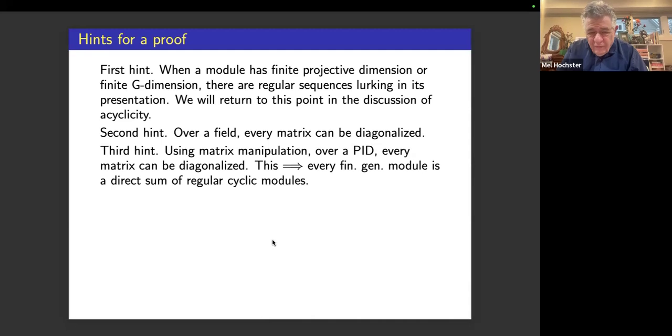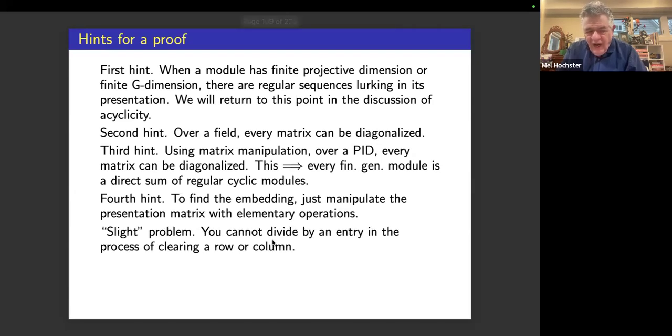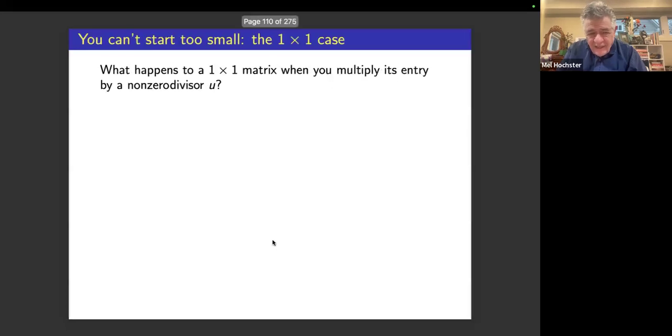If you're familiar with a proof of this by manipulating matrices, it's a hint. And to find the embedding, you just manipulate the presentation matrix sort of with elementary operations. Well, that's kind of an exaggeration, and there's a slight problem. You can't divide by an entry in the process of clearing a row or column, and you can't get ideals to be principal and get a generator of the ideal spanned by the row as an entry, which you can in the PID case. So there is a problem. But I'm going to talk about one of the tricks for handling this.